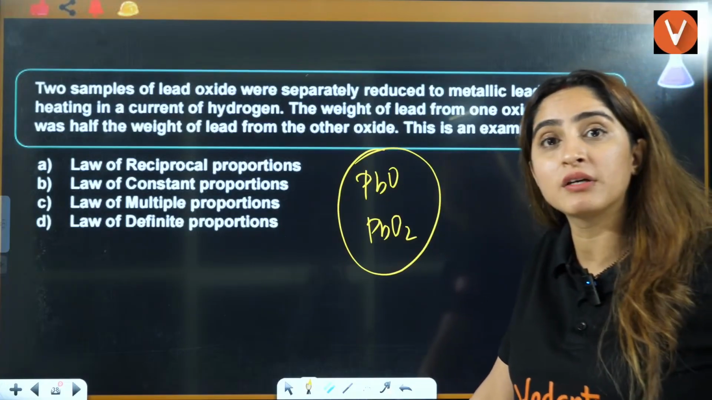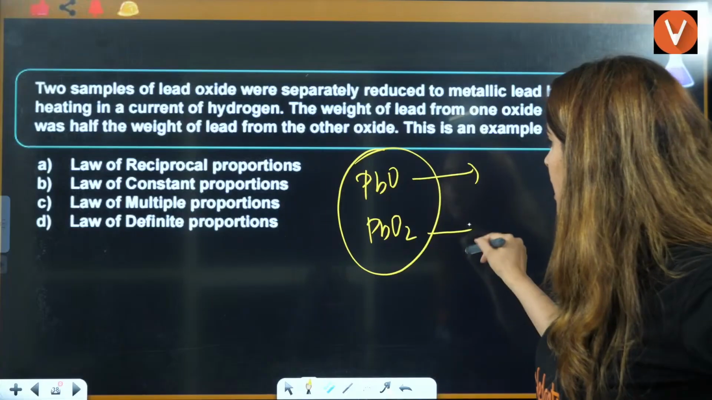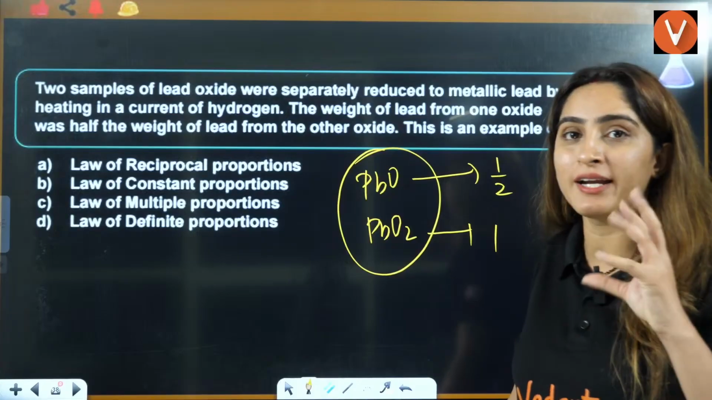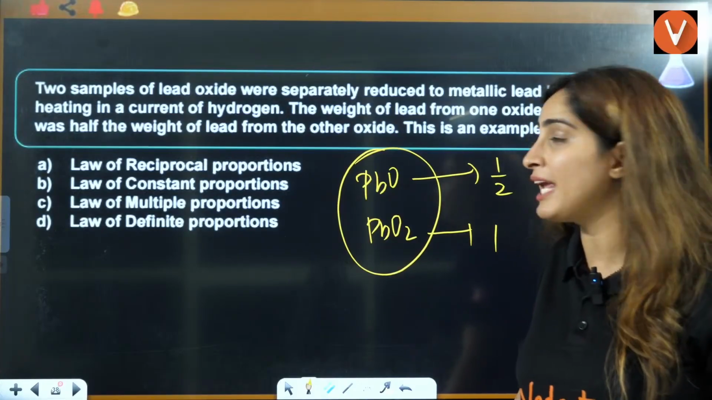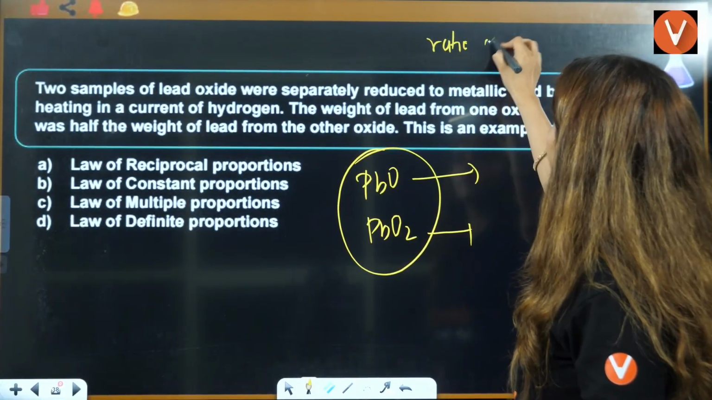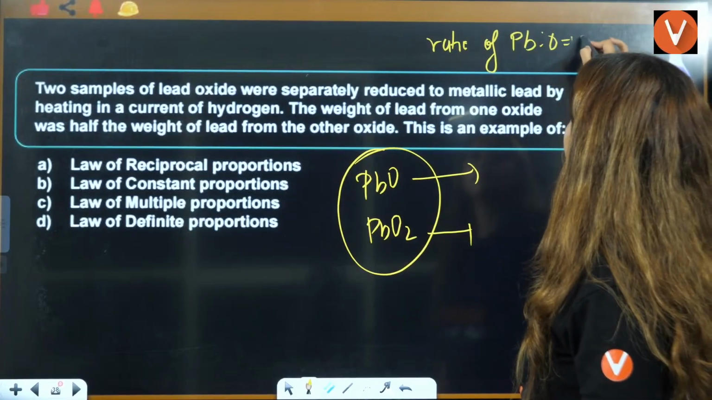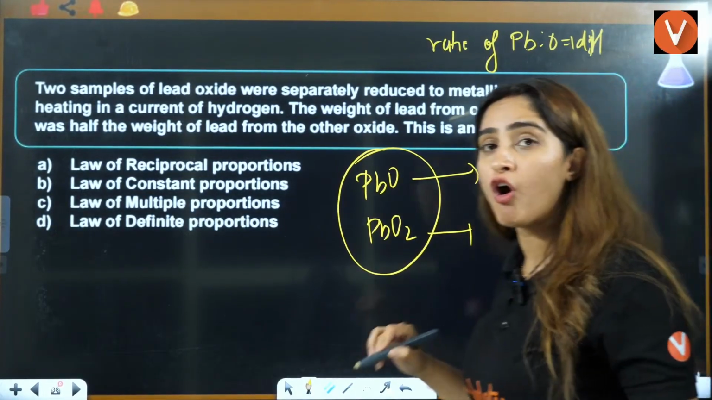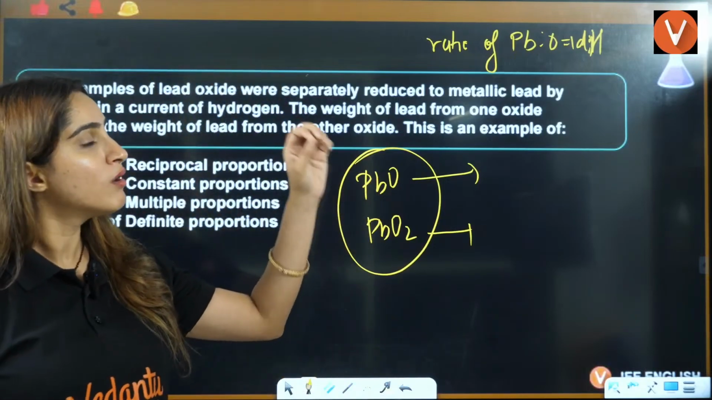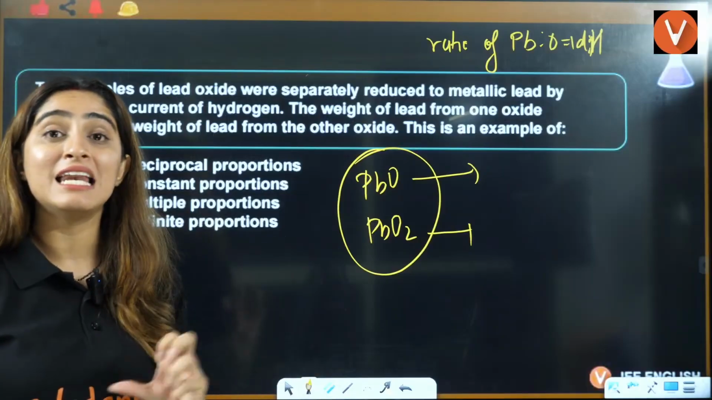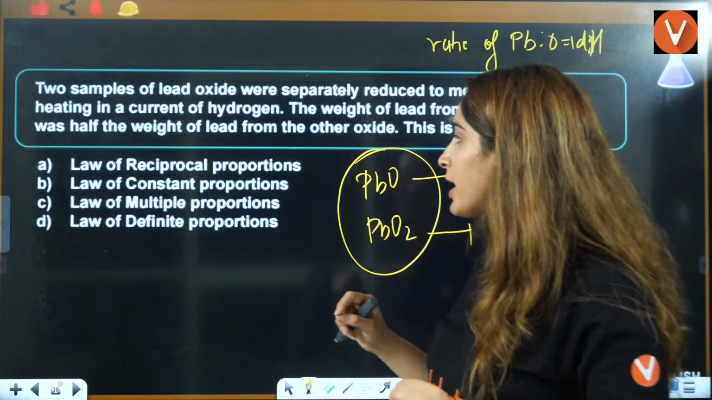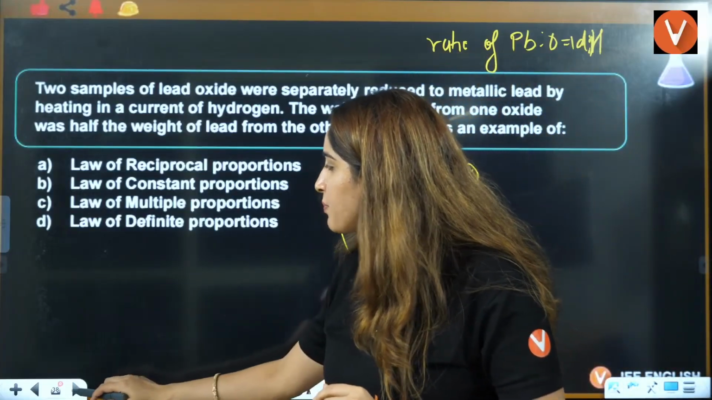That means if you have from here the lead was, let's say it is half and this is 1, right? So this is what that means, the weight of lead is different. That is the only possibility if the ratio of Pb and oxygen is different. Because if the ratio of lead and oxygen is different, only in that case, when you reduce the oxygen, the lead that is formed is going to be different, right? So that means here we are talking about which thing? Law of reciprocal constant what?